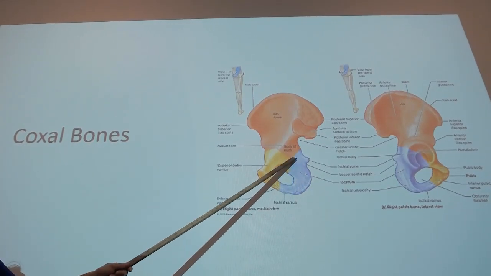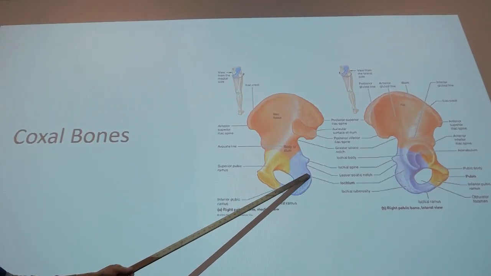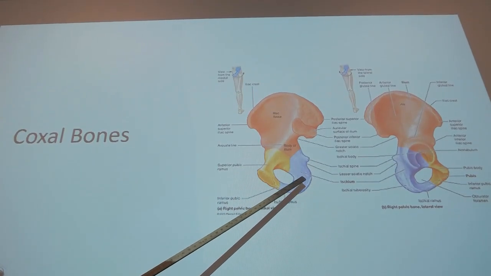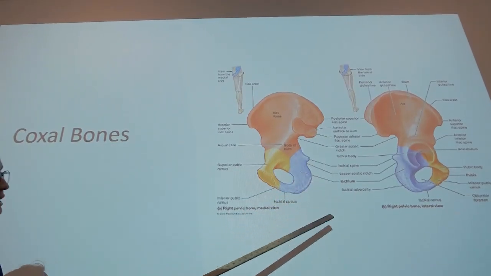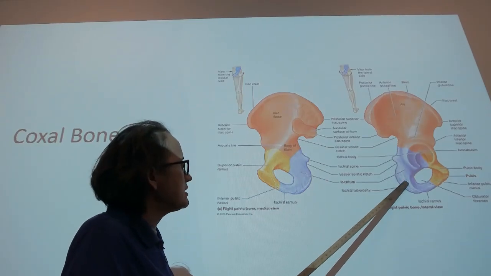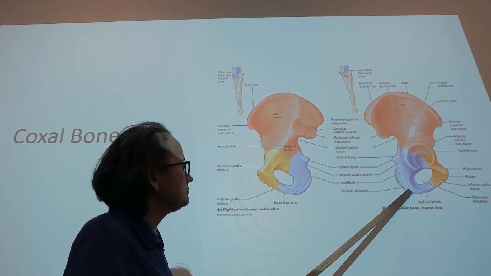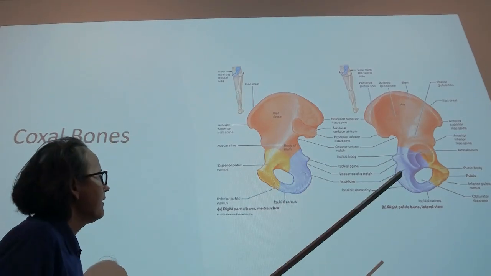And then this is the superior ramus of the ischium. This is the inferior ramus of the ischium. This is the body. So the body, you can see it medially, and then posteriorly to the body, you can see this rough surface. This is the ischial tuberosity. This is where you are actually sitting right now.